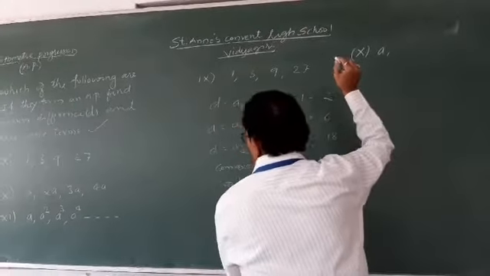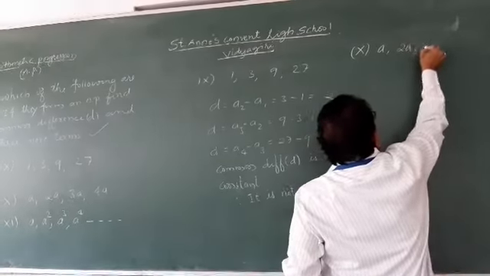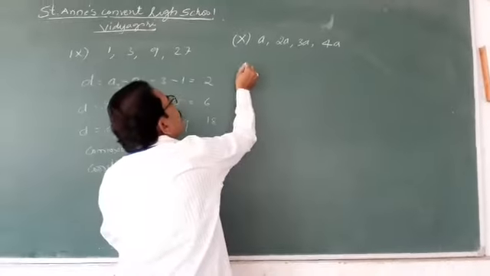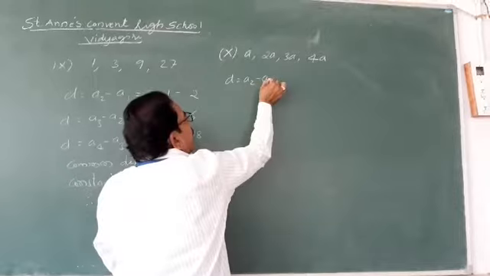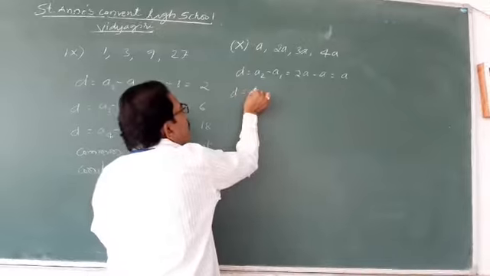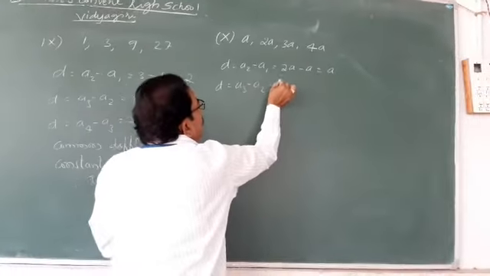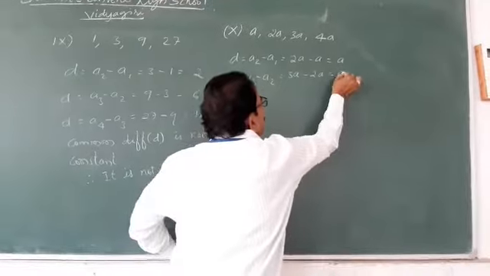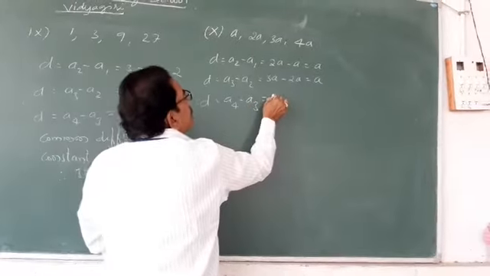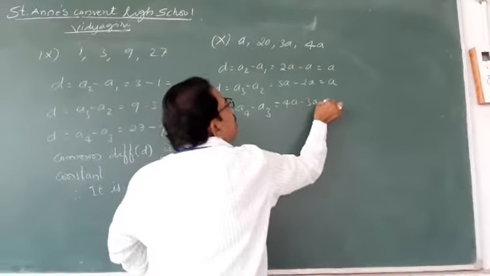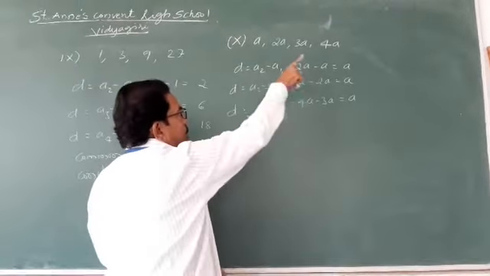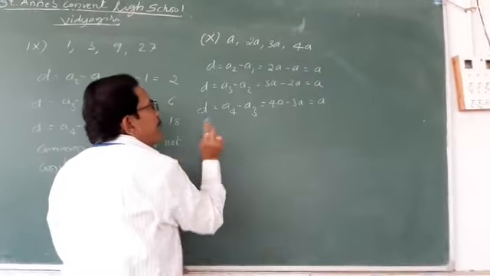a, 2a, 3a, then 4a. d equals a2 minus a1, that is 2a minus a, that is equal to a. d equals a3 minus a2, that is 3a minus 2a, that is equal to a. Then d equals a4 minus a3, that is 4a minus 3a, that is equal to a. By observing the common difference of these values, we got a constant value, that is a.